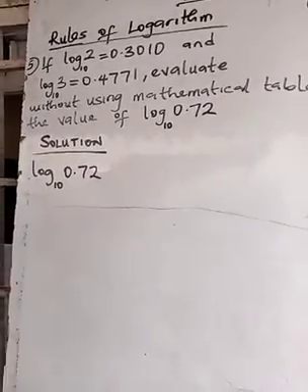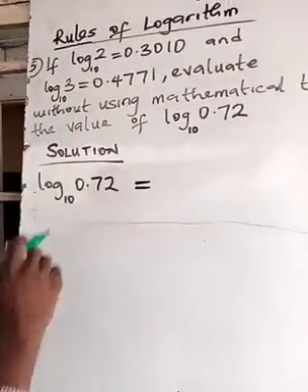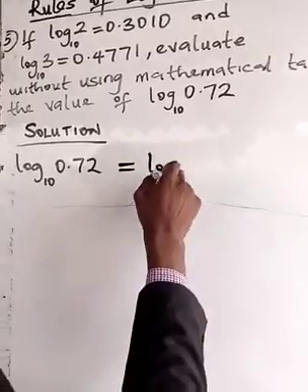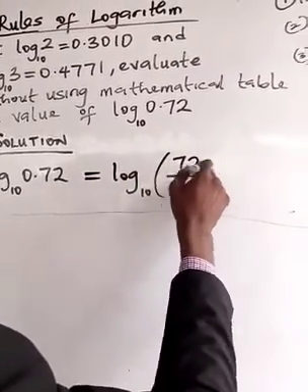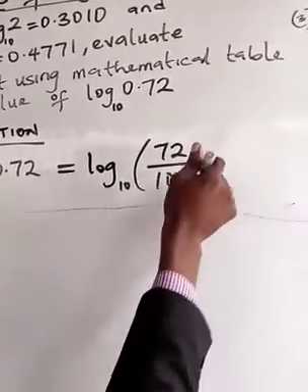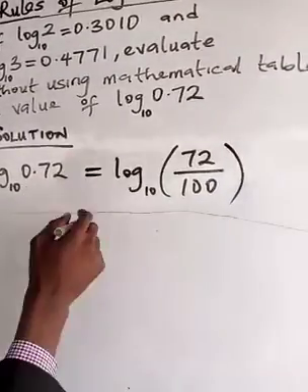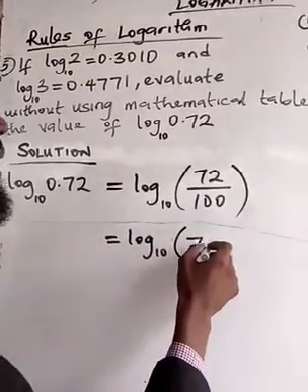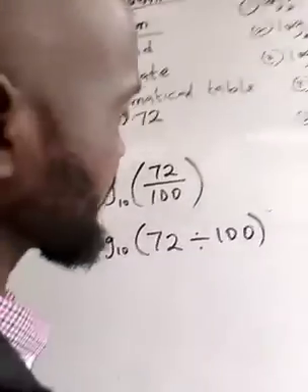And I know I've told you in one of the videos before, if you want to remove this decimal, you want to move it here. So you are moving it twice. So it's going to be log base 10 of 72 over 100. 72 over 100 will give us 0.72. So this one means log base 10, 72 divided by 100.